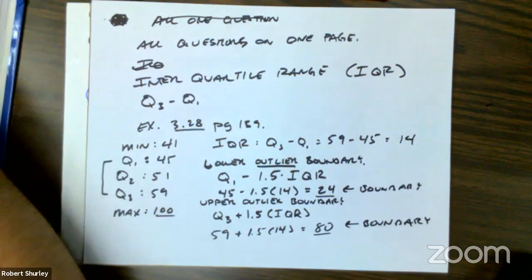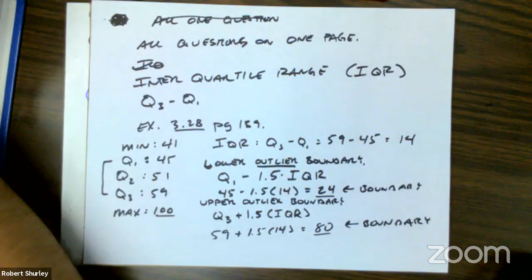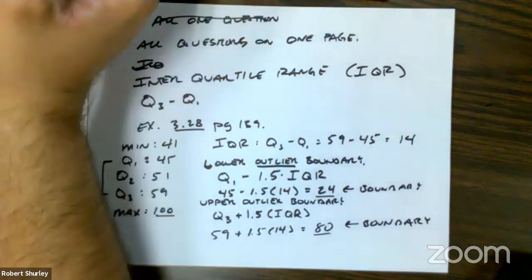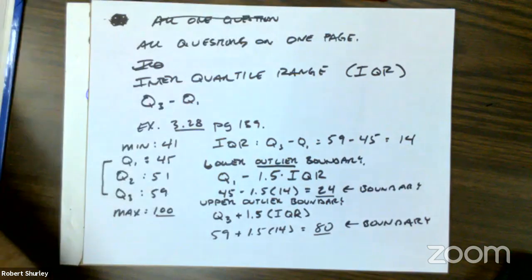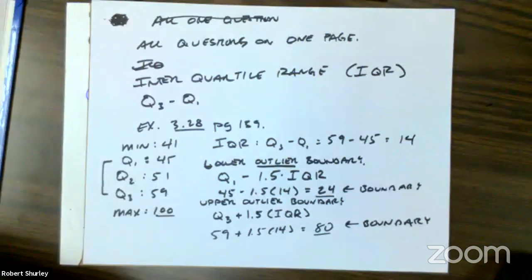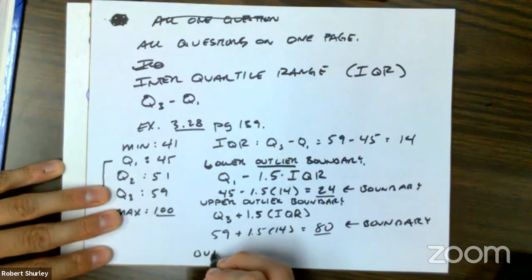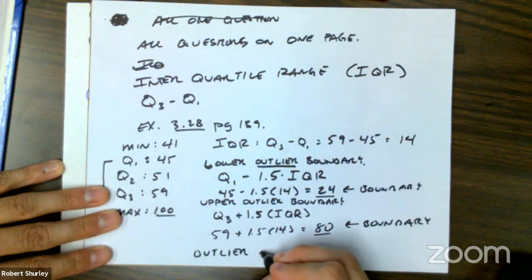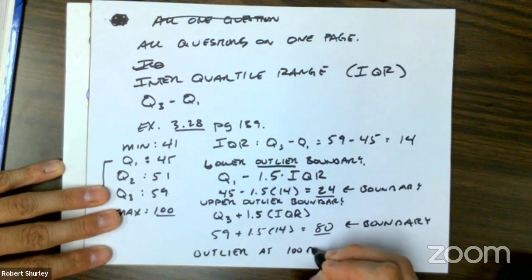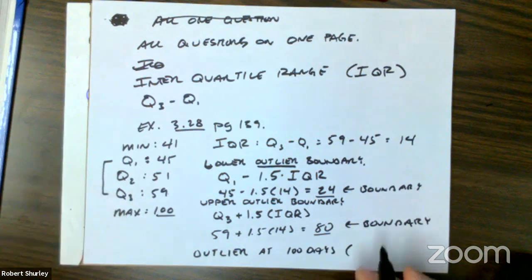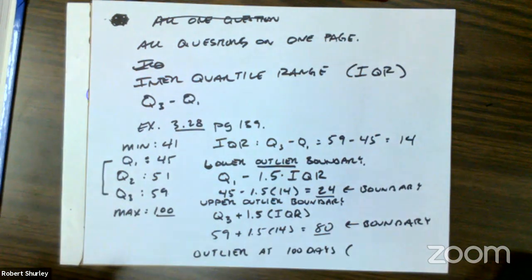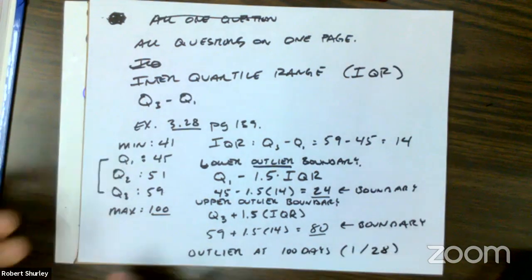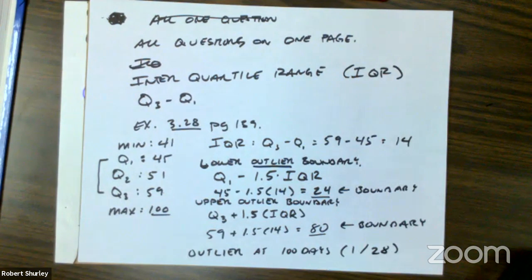If you look at the top of page 140, they arrange the numbers in increasing order, and it goes from 100 to 77 to 71 and so forth down. So we have an outlier at 100 days, which if you go back to the page before was January 28th. January 28th is considered an outlier.